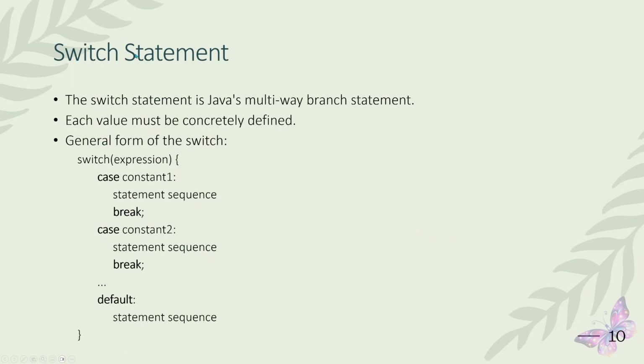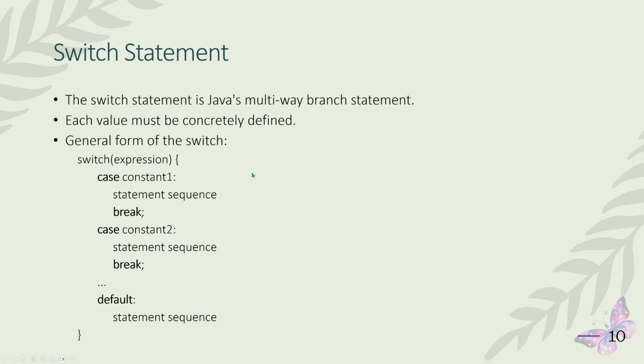Now we will learn the switch statement. We know that we have if else and we have for loops. Sometimes you can use a switch statement, and this switch statement is Java's multi-way branch statement. Each value must be correctly defined.